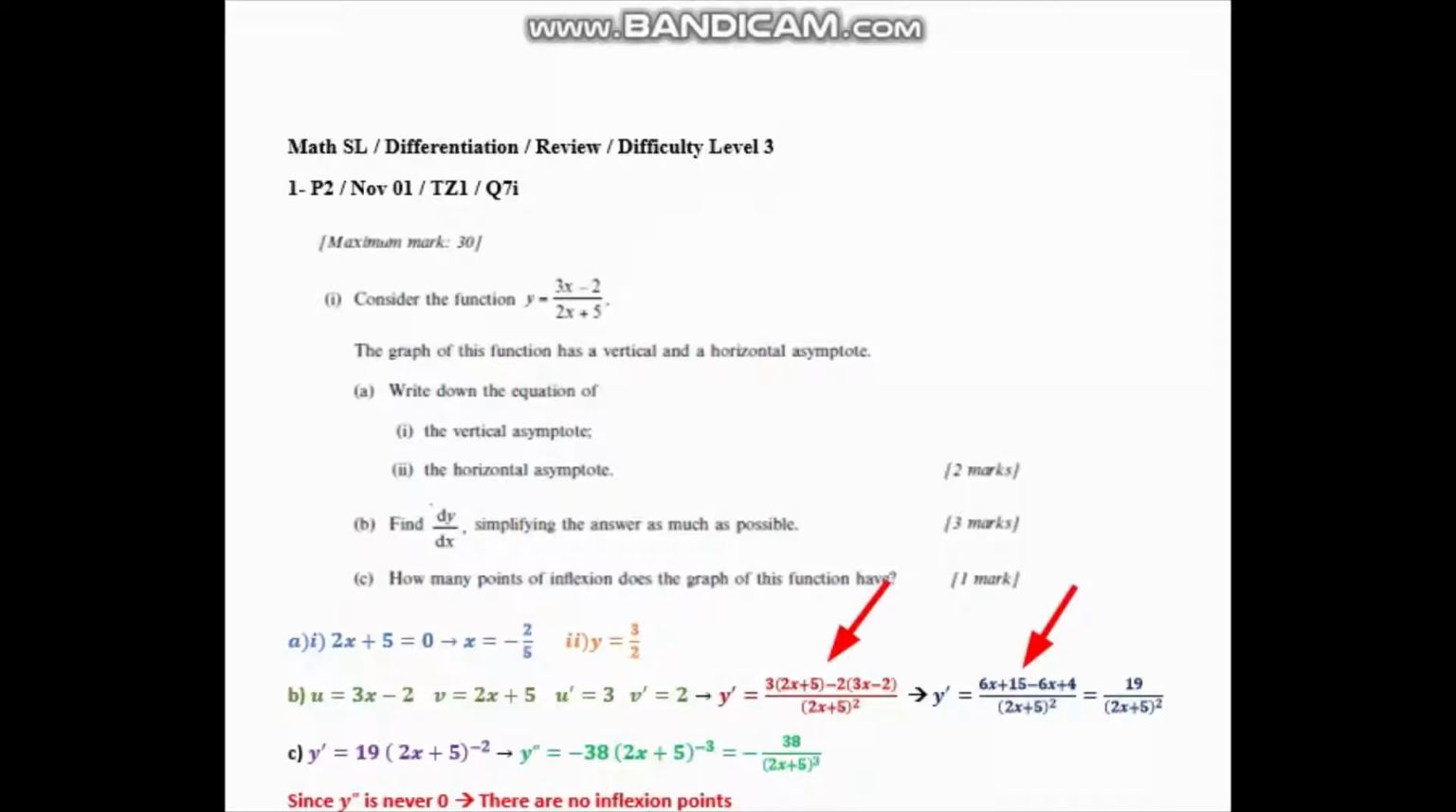So I distributed the 3 over the bracket and the negative 2 over the second bracket, and I simplify, getting 19 over (2x plus 5) all squared. Next, in question C, I am asked to find the number of points of inflection of this function.